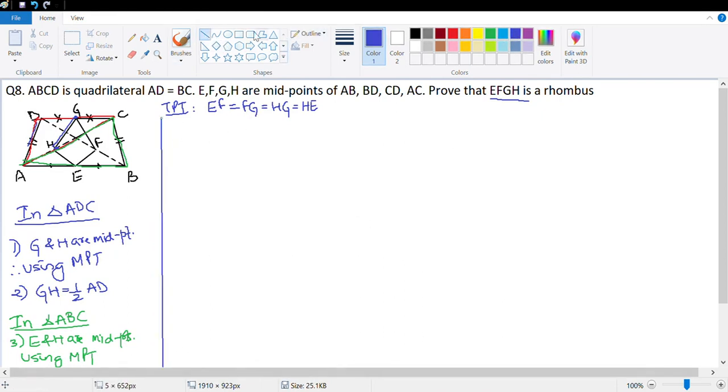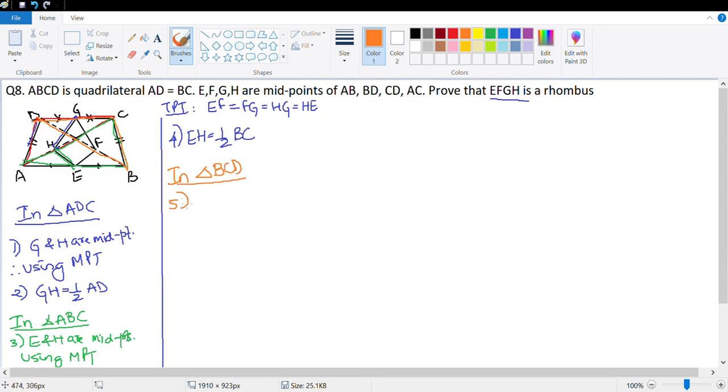We get number 4, which is EH equal to half of BC. So EH is half of BC. Perfect. So that was the second triangle we looked at. Let's look at the third triangle, which will be BCD. So let's look at triangle BCD. In triangle BCD, what do I get?